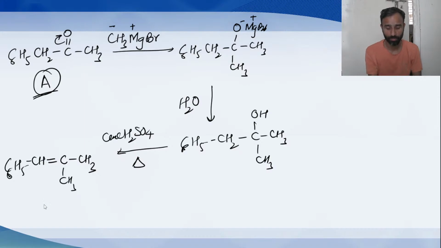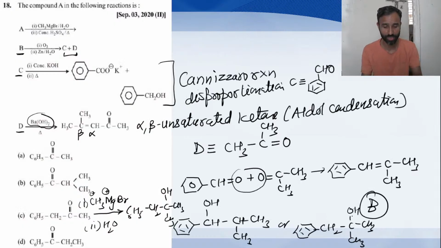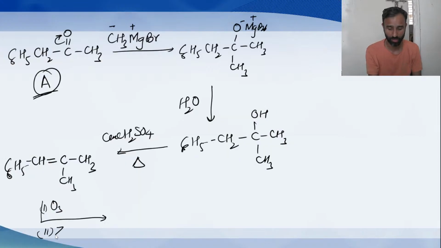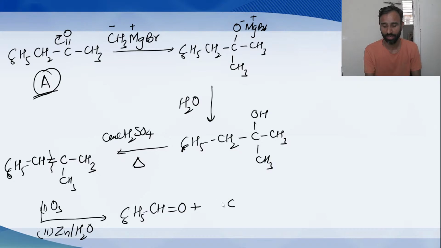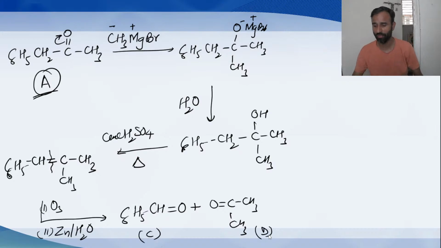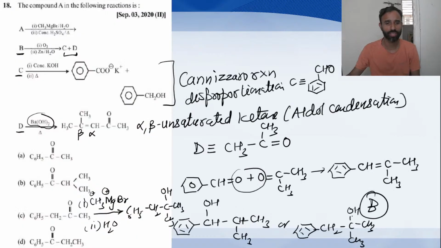And when this is treated with O3, then Zn and H2O, that is reductive ozonolysis, we get one benzaldehyde and the other acetone. That means this is C and this one is D. So that means the right option is the one we found. This question came in JEE 2020.